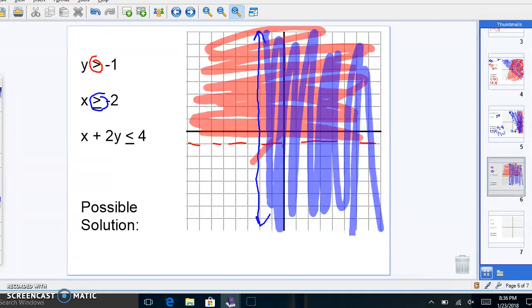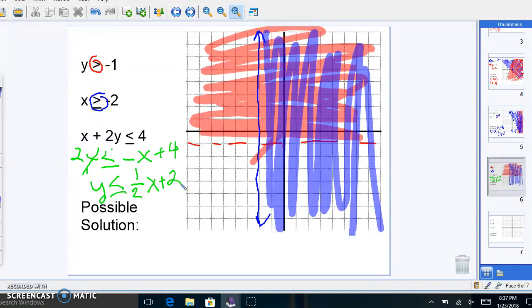Now my last inequality we're going to do in green. And what you'll notice on this is it's not quite set up for slope-intercept form. So we are going to rearrange it by subtracting x, and that will become 2y is less than or equal to -x plus 4. And then from here, we're going to divide everything by 2, which gives us an inequality of y is less than or equal to -1/2 x, and then 4 divided by 2 is 2.